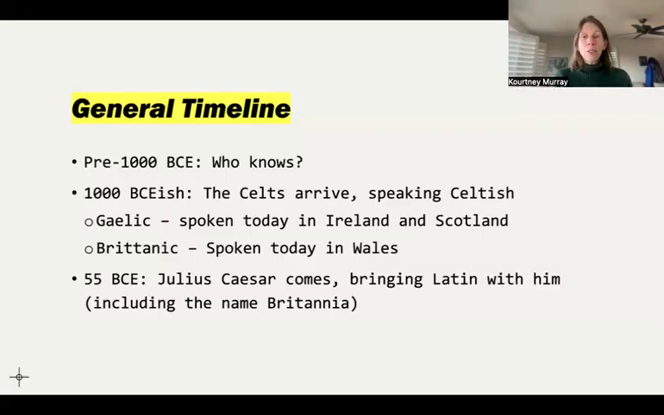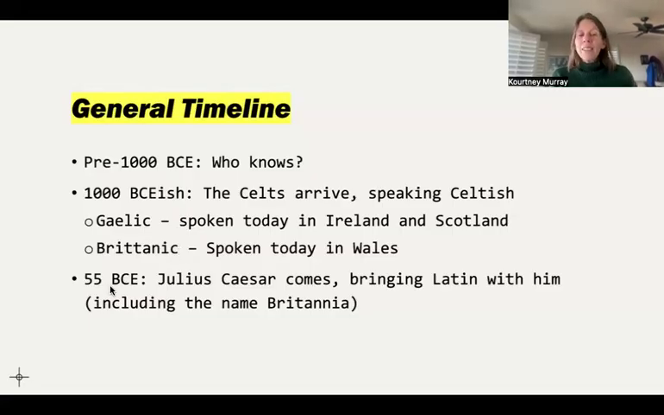That particular language, Celtish, split into two different dialects. Gaelic, which is today even now spoken in Ireland and Scotland, and Britannic, which you can find spoken in Wales. So these are two dialects of Celtish. Neither of these are English. They're still living languages, they're still being spoken, but they're not English. So just as an interesting couple side notes.